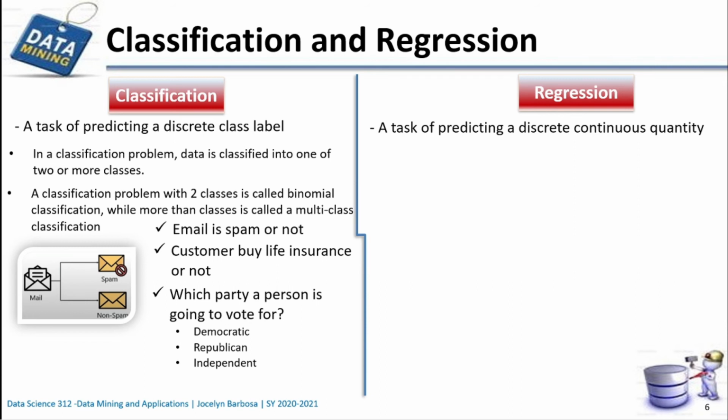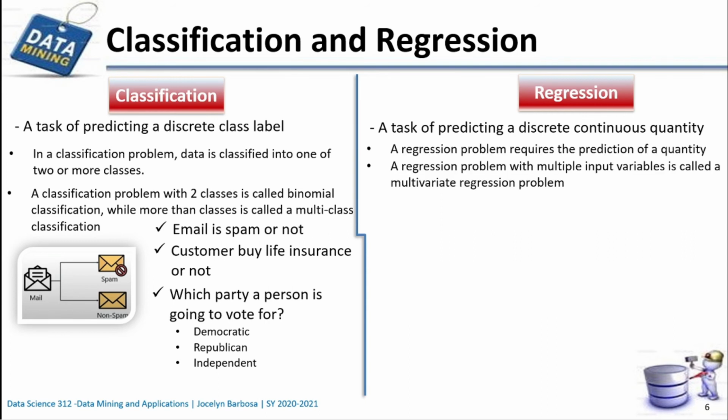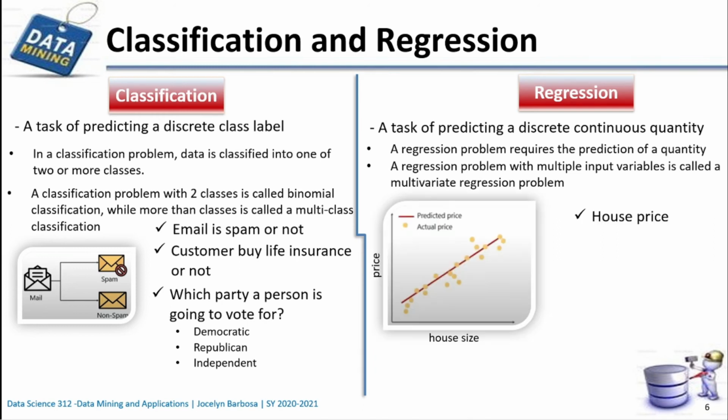When we talk about a continuous quantity, we talk about a continuous variable, that is a variable that has an infinite number of possibilities. So a regression problem requires the prediction of a quantity. We can also have multiple input variables, and that is called a multivariate regression problem. For regression, we can cite a use case wherein the independent variable is the house size. That means the predicted price would depend on the value of the house size.